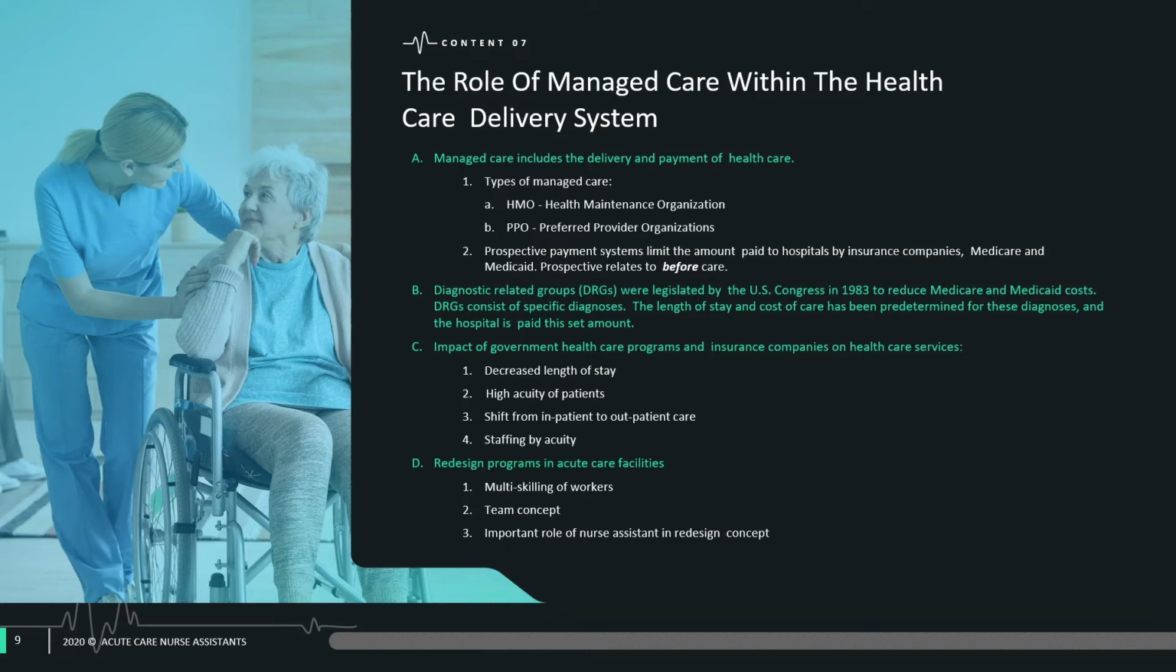1. Decreased length of stay. 2. High acuity of patients. 3. Shift from inpatient to outpatient care. And 4. Staffing by acuity. D. Redesign programs in acute care facilities. 1. Multi-skilling of workers. 2. Team concept. And 3. Important role of nurse assistant in redesign concept.